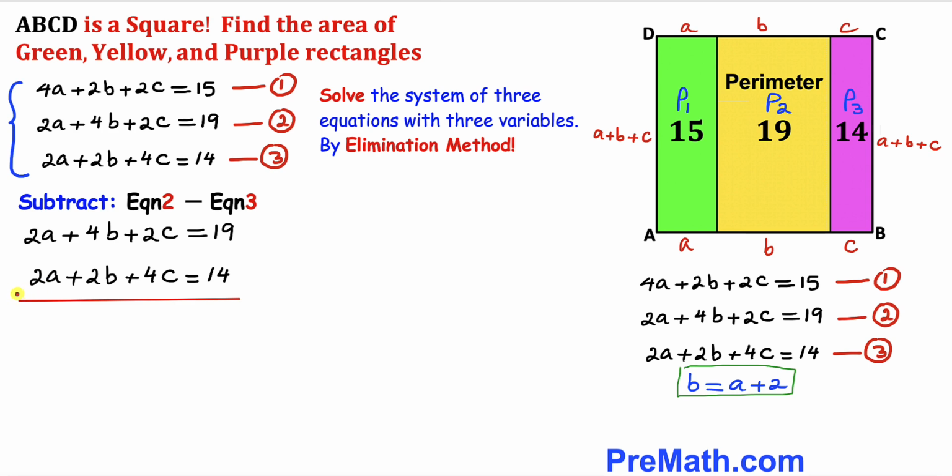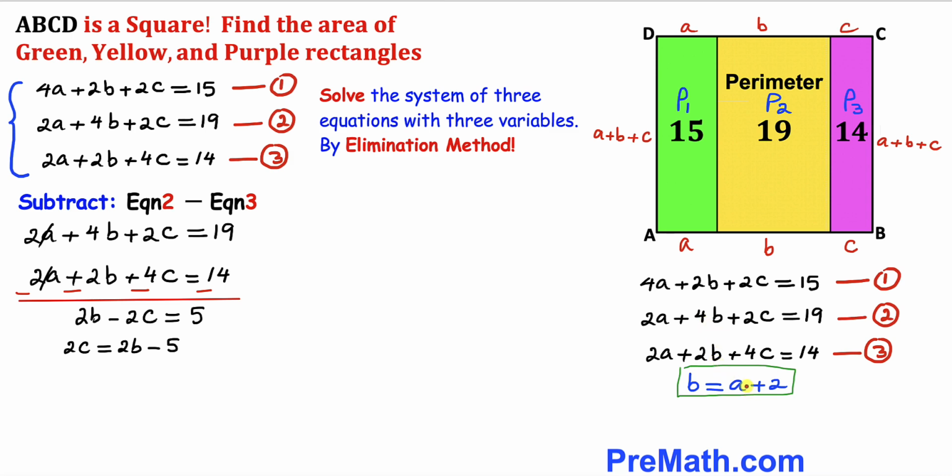Let's change the sign. This positive becomes negative, negative, negative across the board. And now let's subtract 2a minus 2a. They are gone. So we ended up with 2b minus 2c equals 5. Now let's move this negative 2c to the other side. At the same time I'm going to move this 5 to the other side. So we're going to end up with 2c equal to 2b minus 5.